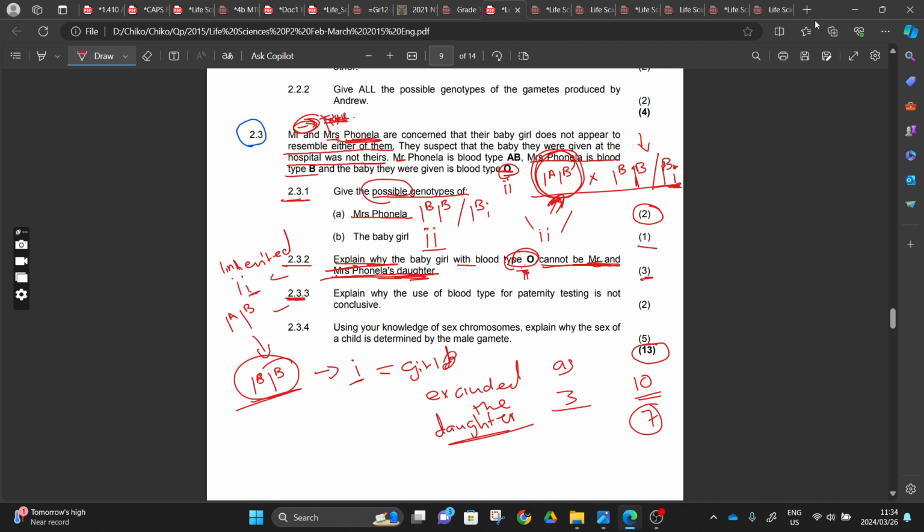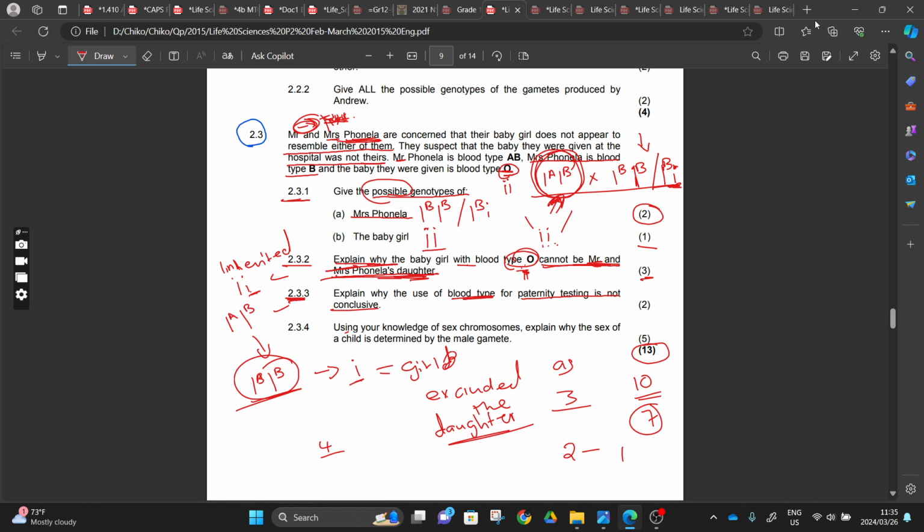Let's move to 2.3.3. We can give another 3, or another 2 there, because the explanation can be vague, or you can get 1. Then now you have 4. And then you go to 2.3.3: explain why the use of blood type for paternity testing is not conclusive. Because most people have the same blood group. 1 mark. Because most people have the same blood group, someone can have the same blood group as someone else.